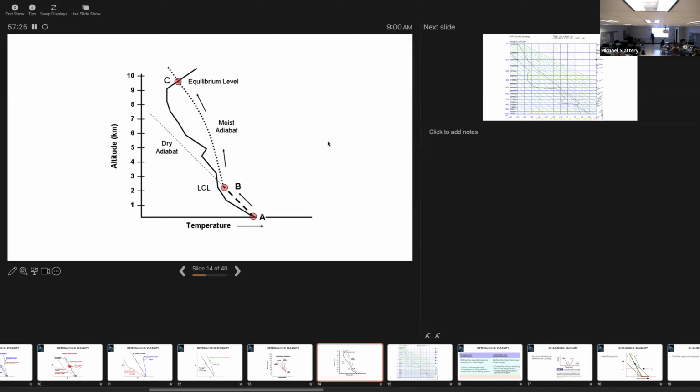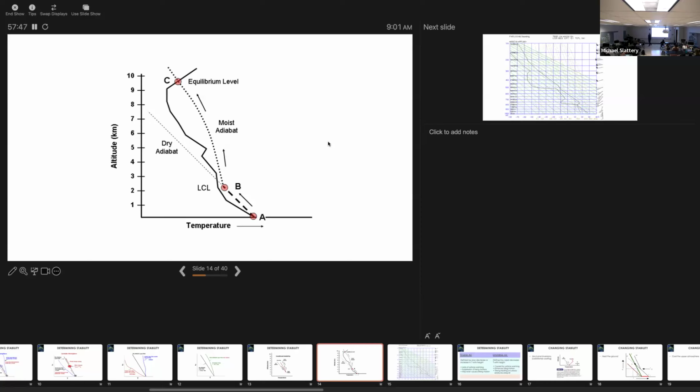I see the LCL is the solid one, and the dash is dry and moist. I just want to make sure. So that's the dry adiabatic lapse rate. That's the saturated adiabatic lapse rate. The LCL occurs at that point. Okay. So what's the environmental one, the solid one? The environmental lapse rate is the solid one.